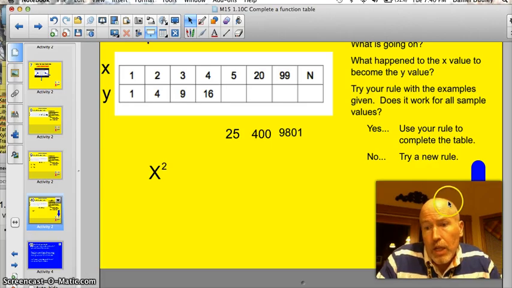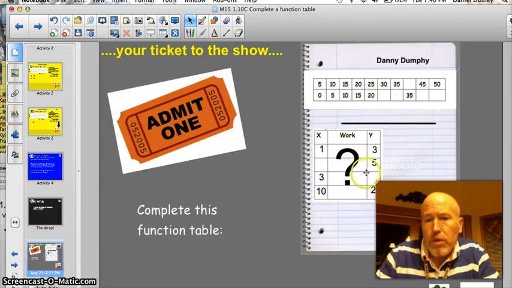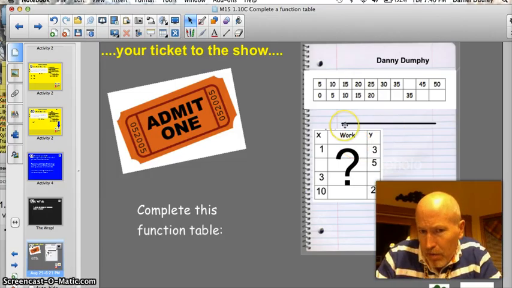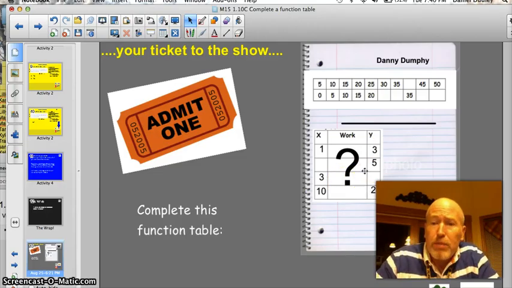So, the ticket to the show. You'll notice that in this function table that I'm giving you, I didn't just omit x values or y values. Sometimes I've omitted an x value as well. So now you're going to have to look at it, try to figure out what's going on based upon data on both sides, or values on both sides, and plug them in. So please complete these 2 for tomorrow and that'll be it.